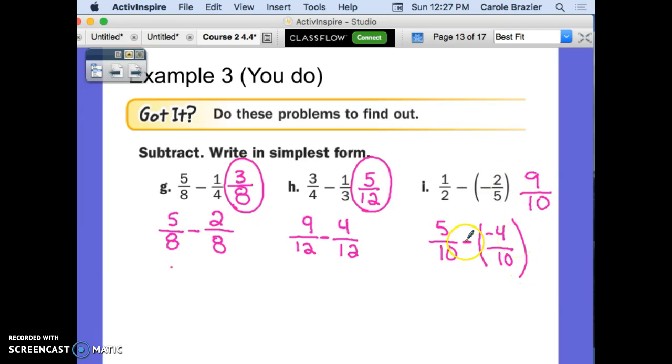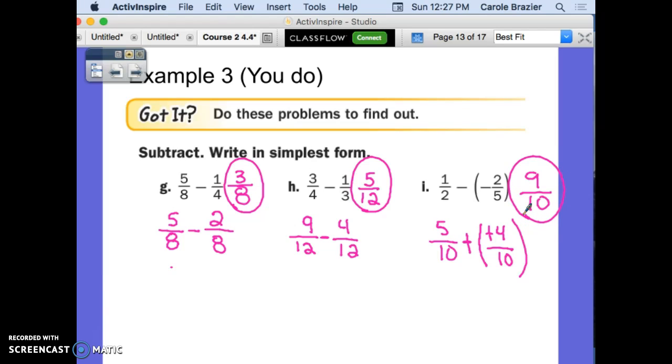This is a keep change, but when I change this to addition and change this to its opposite, I end up with 5 plus 4. I don't have to subtract. So this is how that got me my 9/10, and it's already reduced, so I don't have to worry about it.